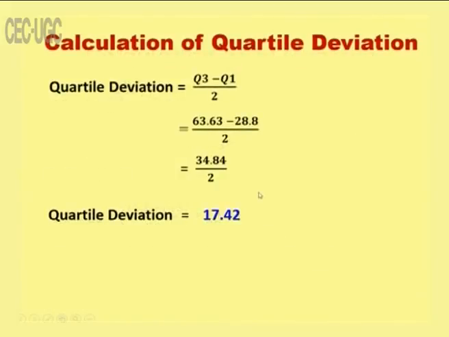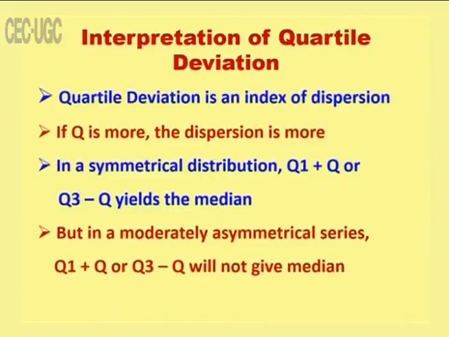And therefore, my dear friends, we have calculated the third quartile as 63.63 and the first quartile as 28.8, and the difference between these two, that is 34.84, is called the interquartile range. If we divide it by 2, that is equal to the quartile deviation. So, by using this formula, we can find out the quartile deviation.